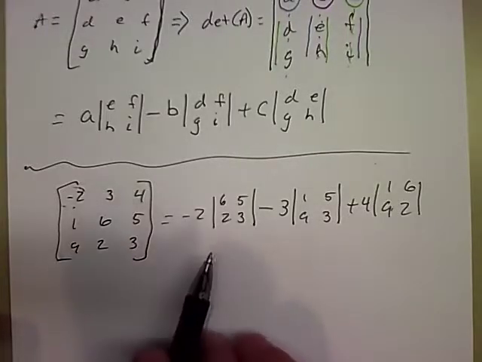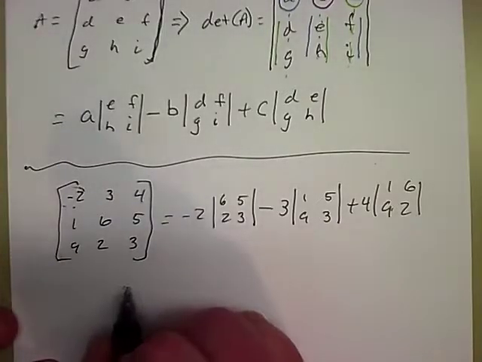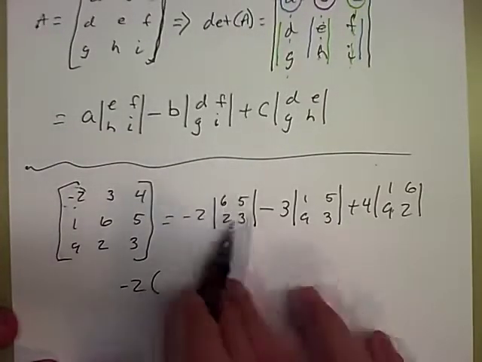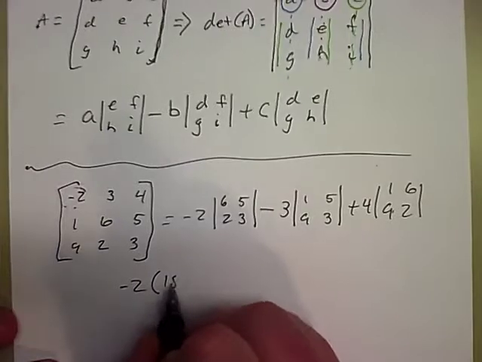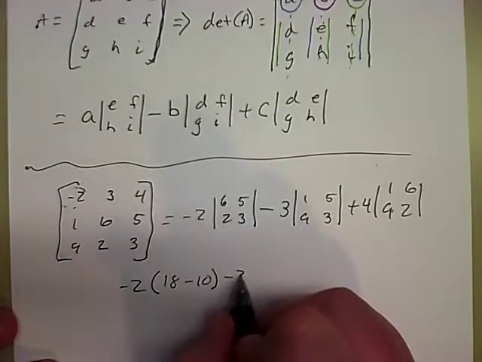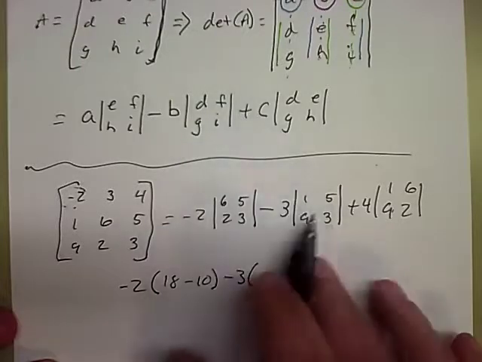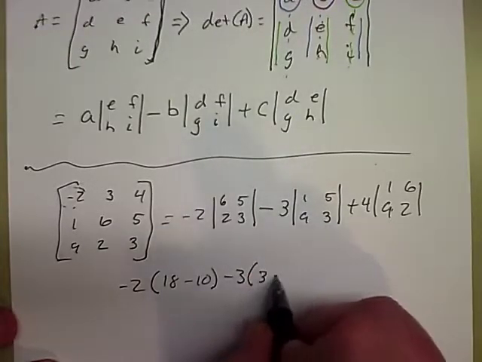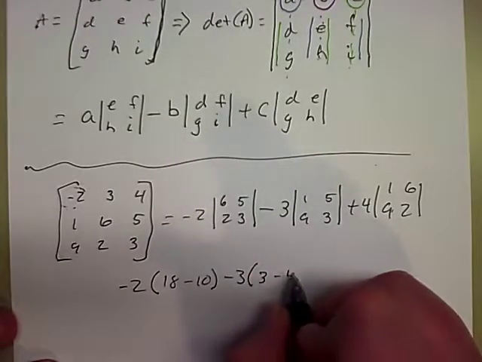Thank you. All right, so then we get -2 times the determinant of this: 6 times 3 is 18, minus 2 times 5 is 10. Minus 3 times this determinant: 1 times 3 is 3, 9 times 5 is 45.